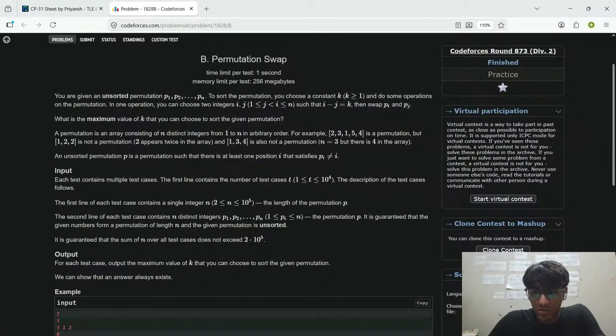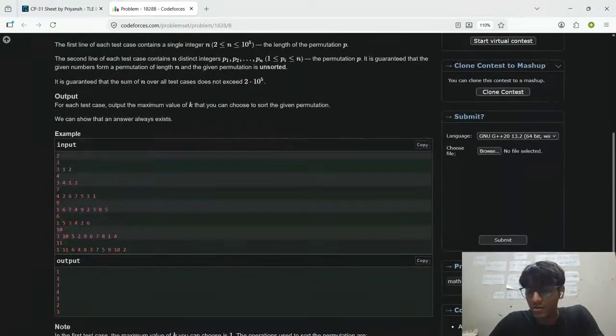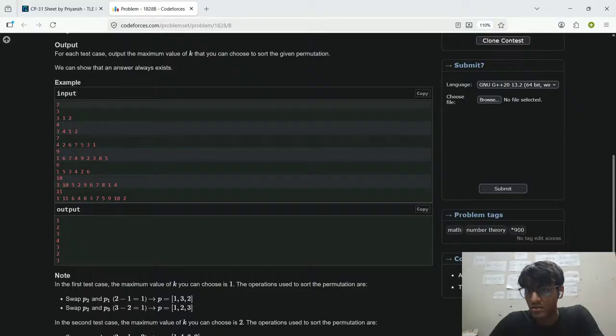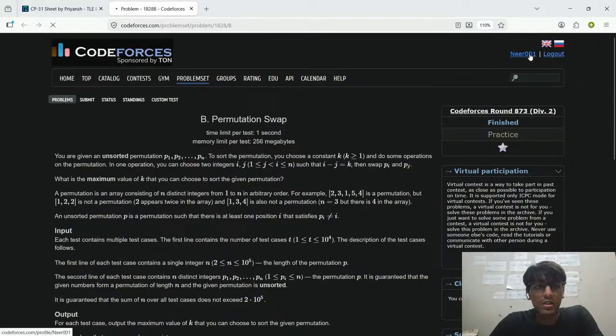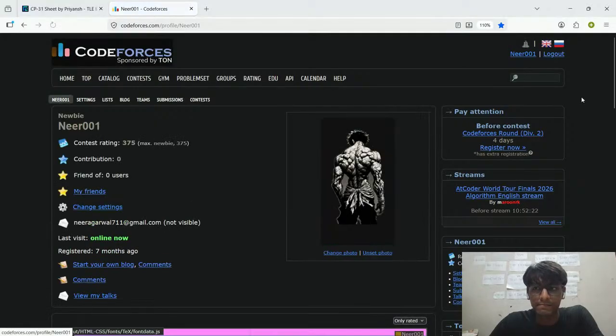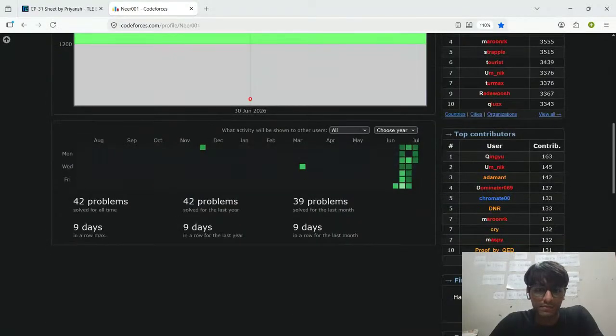Unsorted permutation. Why am I still seeing tags? I removed them. So why am I still seeing the tags?